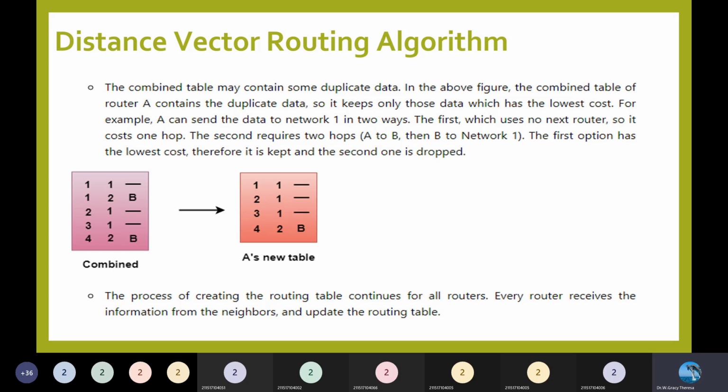So it keeps only those data which have the lower cost. The data that have the minimum cost only will be updated. The older one will be rejected. For example, A can send the data to network 1 in 2 ways. The first way, it uses no next router, so it directly has only one hop. Whereas in the second case, it can reach the network ID 1 with the help of B. Then it has 2. So only the best one will be chosen. Okay, so this is the procedure of the distance vector routing algorithm.